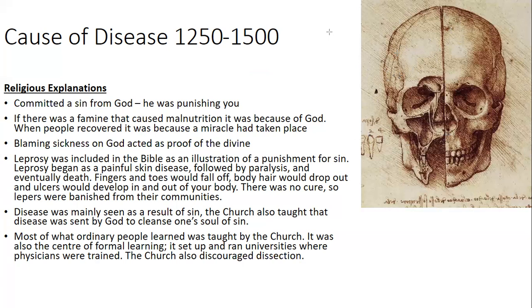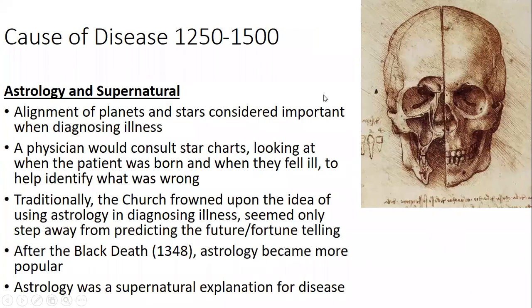The next thing we're going to look at is the concept of astrology and the supernatural. The alignment of planets was considered important when you were born. People believed that the planets aligned at certain points and possibly struck down areas of illness. Look at 1348: astrology became very popular because that's what people blamed the Black Death on. Physicians would look at star charts, from when you were born to when you were ill, to try and identify what was wrong.